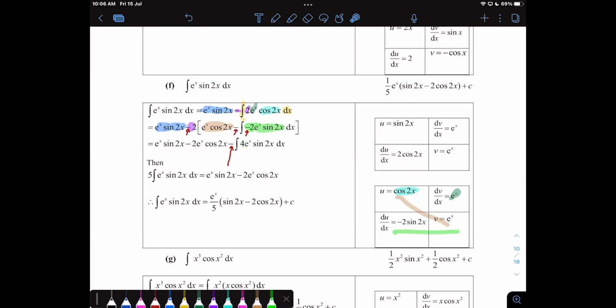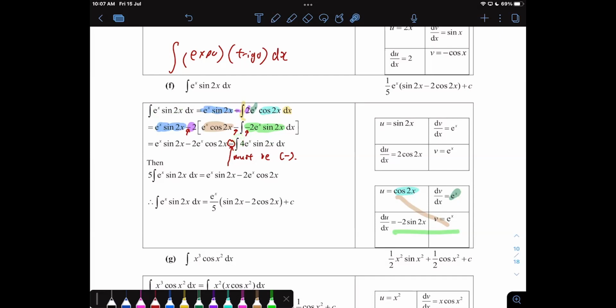At this stage, you should realize that over here, e power x sine 2x is also the same as the original. You see that? So over here, you must always have a minus sign. This minus sign is extremely important. It must be a minus. If you don't get a minus, you're gone. When you have an exponential multiplied by a trigo integral, it will always be this pattern: there will be a minus some scalar multiple of an integral of the same thing as what you had on the left hand side.